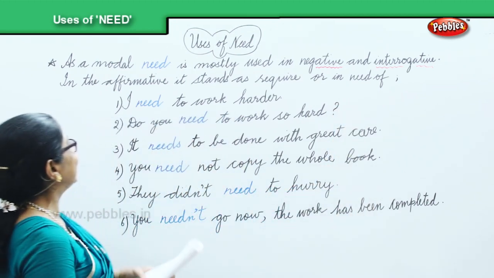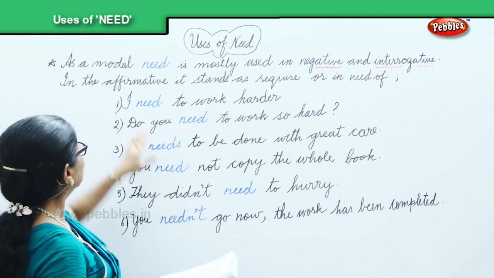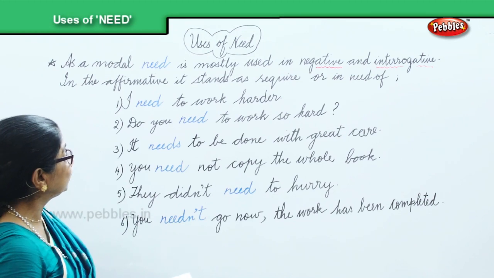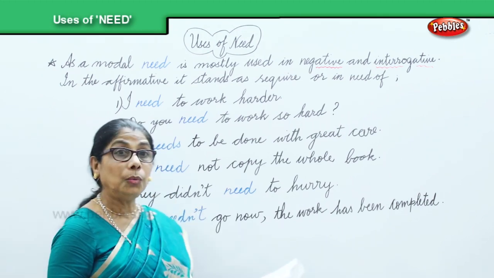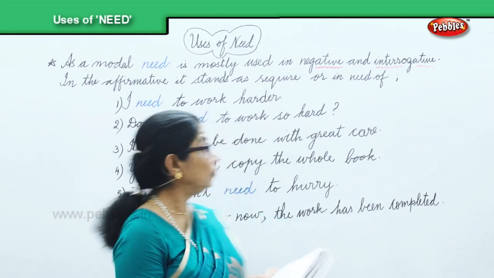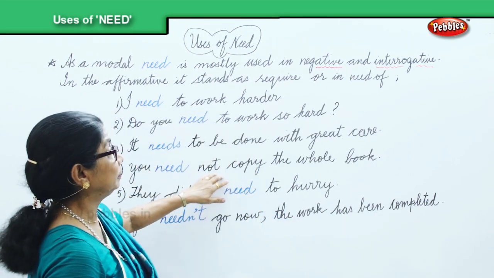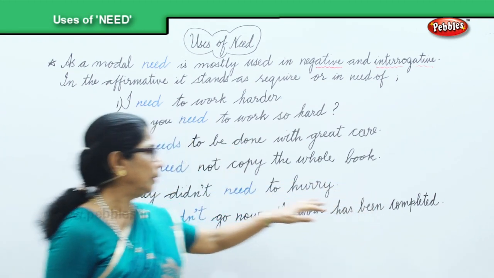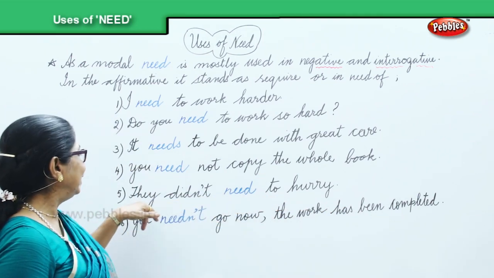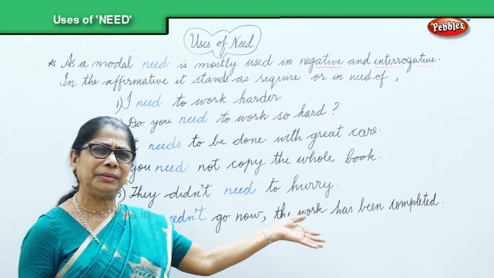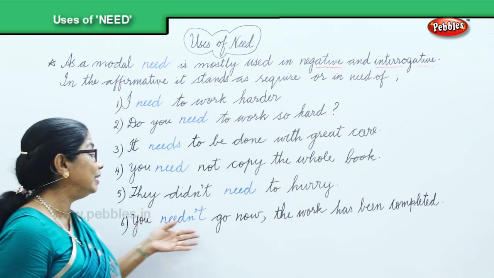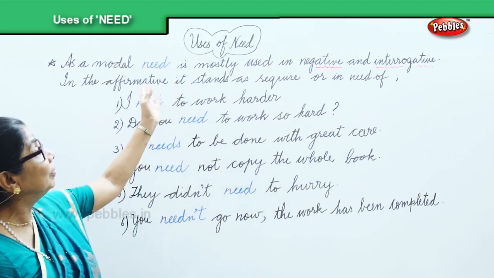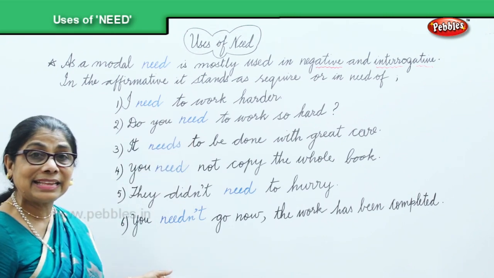Okay. Now let's look at the sentences. I need to work harder. Do you need to work so hard? Third, it needs to be done with great care. Next, you need not, in the negative, need not copy the whole book. Next, you needn't. They didn't need to hurry. Finally, you needn't go now. The work has been completed. So we're looking at the uses of need in these six sentences.